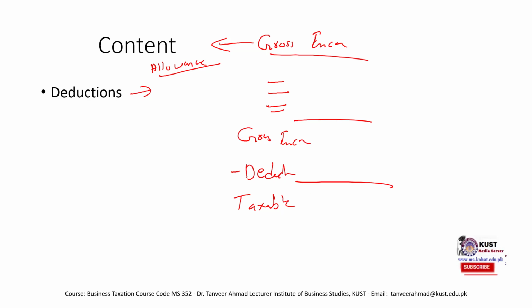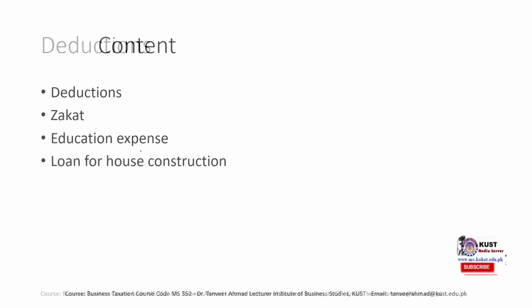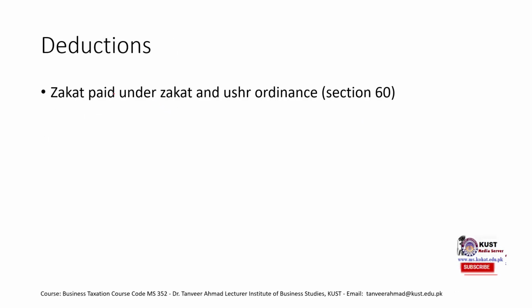So previously, as we didn't discuss deductions, gross income and taxable income were the same thing in our lectures. We didn't differentiate between gross income and taxable income, but now once we discuss the concept of deductions, we would have to differentiate between them. So in this lecture we are going to understand different types of deductions. We would discuss zakat, education expenses, and loan on house construction. So let's start with the deduction topic.